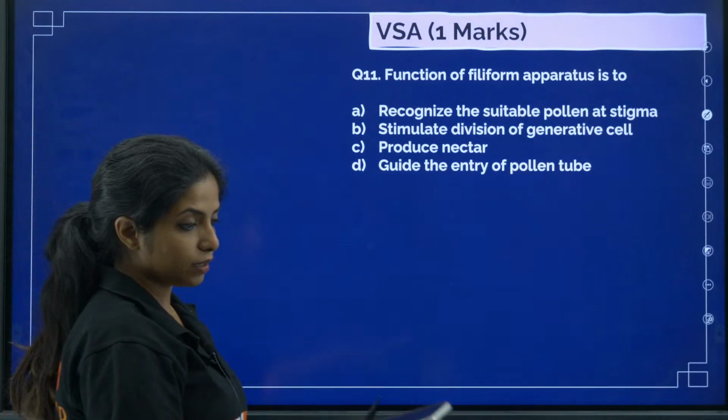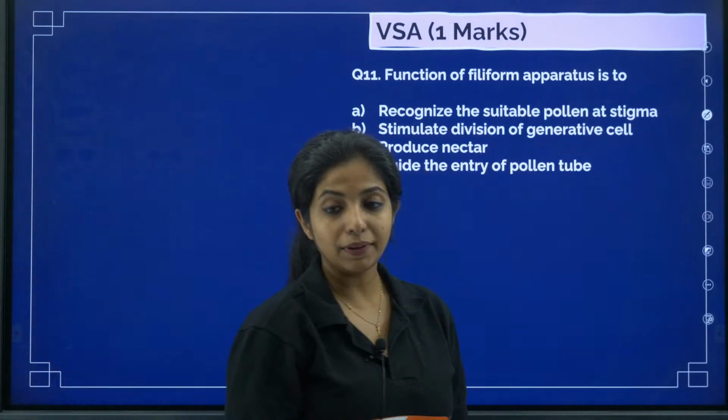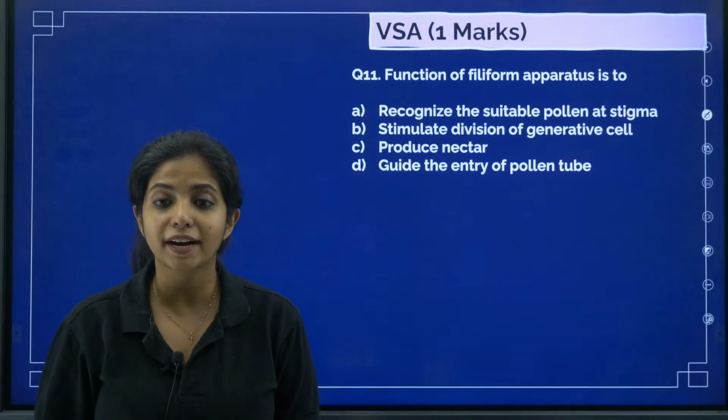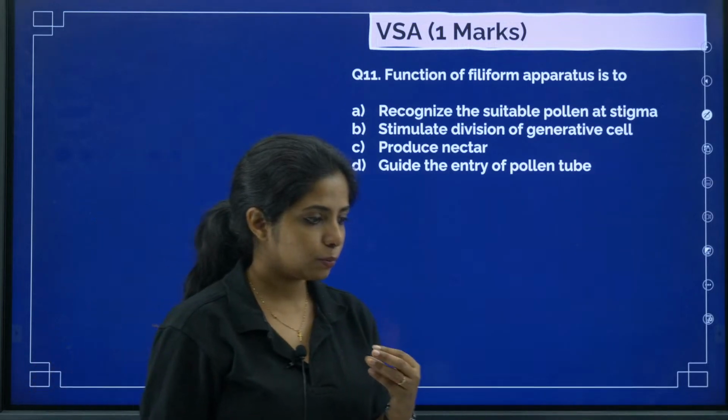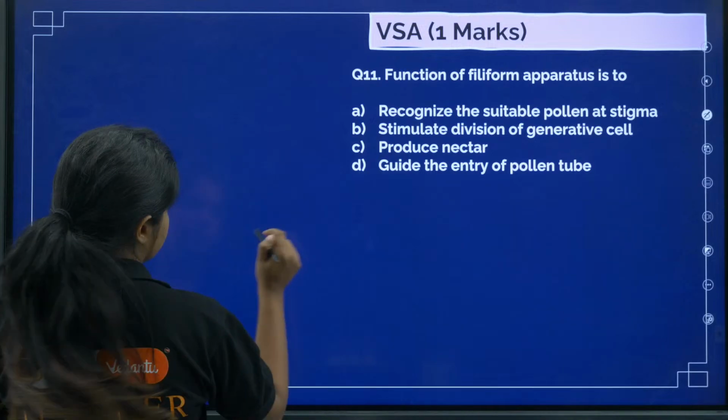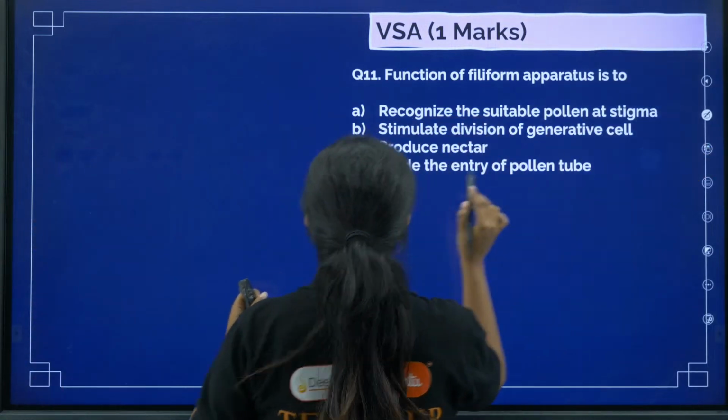Now, tell me the function of this. Tell me the 11th question. Function of filiform apparatus is to what? What do you mean by filiform apparatus? By the time you tell me the answer, I am going to draw something.